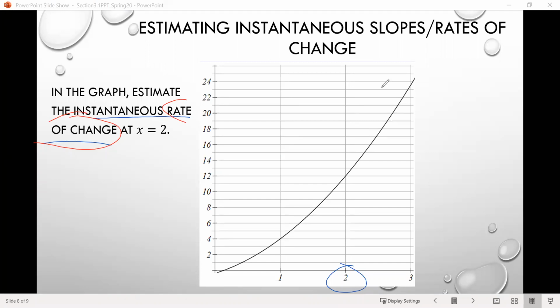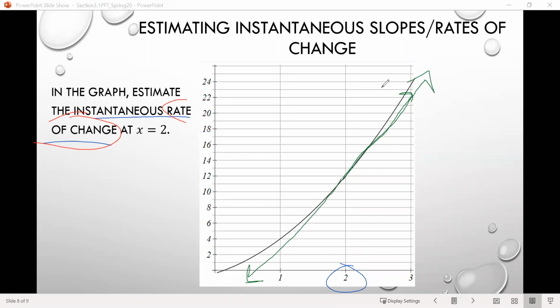Now again, we don't have the formula of this graph, so we can't necessarily use that limit definition of the derivative we were just looking at, the limit definition of the slope of the tangent line. So what might we do instead? Well, let's just do our best guess here of what the tangent line might look like. So let's say maybe something like this, for example. Okay, that green line there looks like it might be a tangent line.